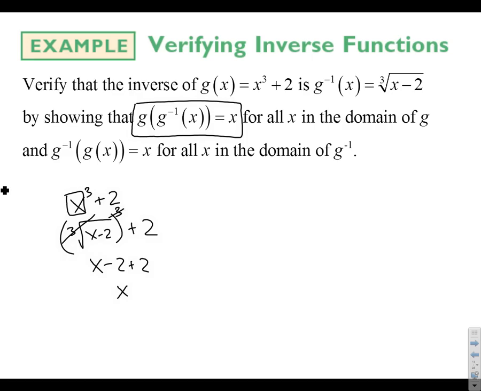We get x. All right, we're in business. It's got to work both directions, though. So now we have to say the cube root of something minus 2. What's that something? x cubed plus 2. Those 2's will cancel. What's the cube root of x cubed? It is indeed x. And so we're in business.